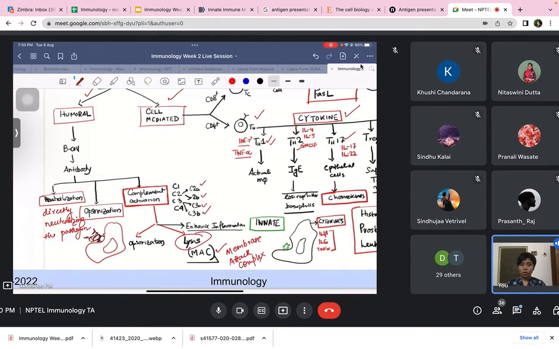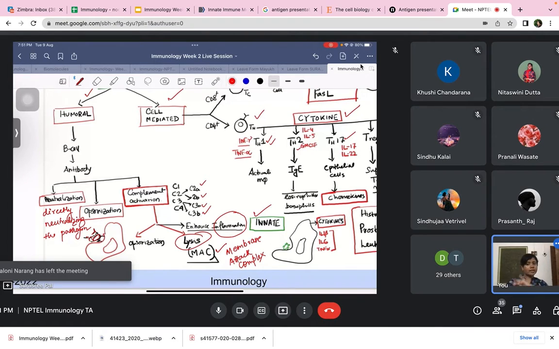Or it can also cause opsonization of the pathogen, or it can also enhance inflammation, which is mediated by some of the innate immune cells, right? Innate immune cells, I told you already, produce some inflammatory responses, and like I told you already, mast cells are activated by complement proteins. So this is the inflammation part of the complement activation. So this is more or less this week's content.